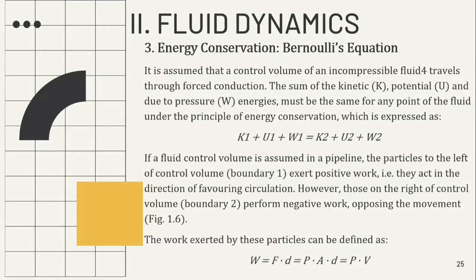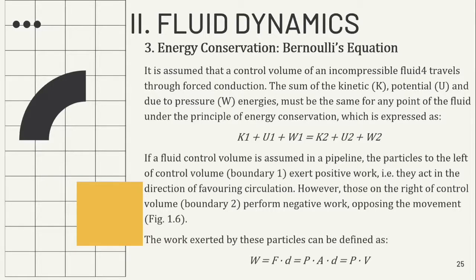Number 3. Energy conservation, Bernoulli's equation. It is assumed that a control volume of an incompressible fluid travels through a conduit. The sum of kinetic, potential, and pressure energies must be the same for any point of the fluid under the principle of energy conservation, which is expressed as the formula shown below.